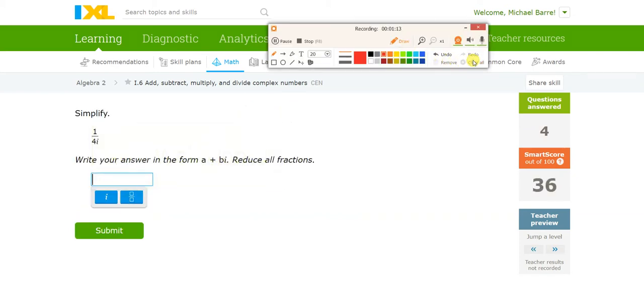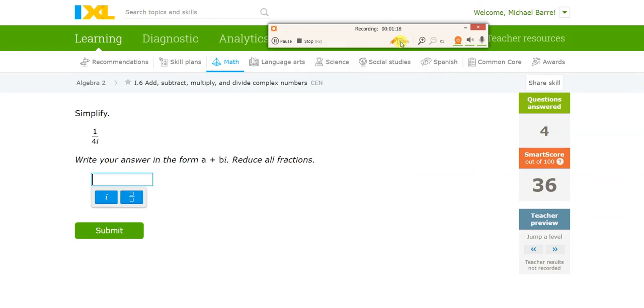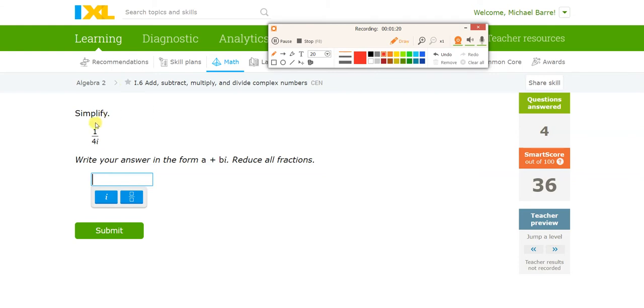In this case, you learned that you cannot have an i in the denominator. So in order to handle this, I'm going to multiply it by i over i. That's going to give me 1i on top. 4 times i squared. i squared is negative 1, so it's 4 times negative 1, which is negative 4. So i over negative 4, or even better would be negative i over 4.